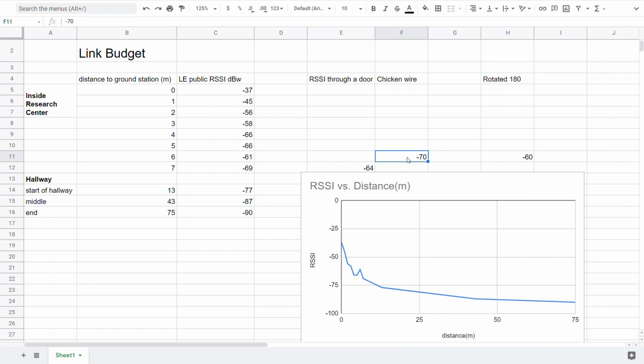We would want to collect more data at different points to get a better idea of how each object affects the RSSI values.